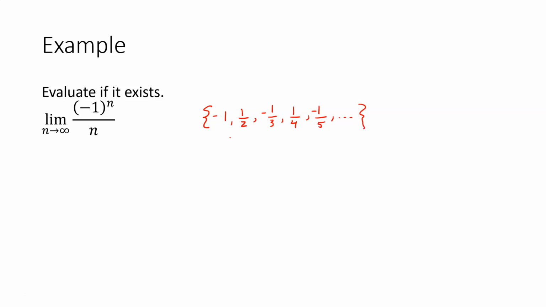Okay, so they're still alternating in sign, but it appears that as the terms progress, they're getting closer and closer to 0. Right? So they start here at -1, and jump to +1/2, and then down to -1/3, and then up to +1/4, down to -1/5, and so on. So it's easy to see that the values look like they're closing in on x equals 0.